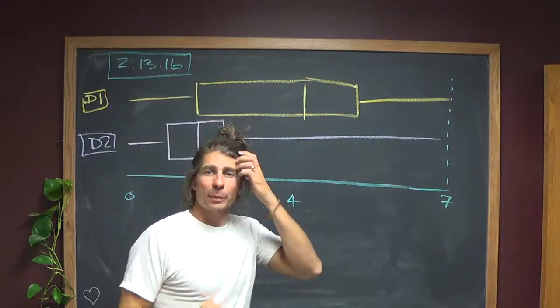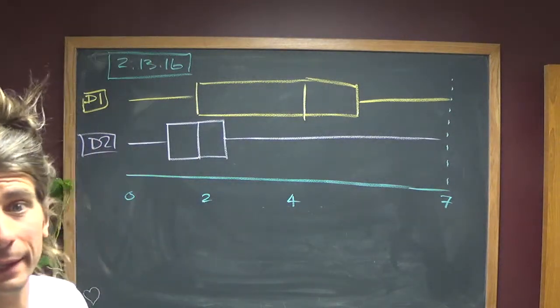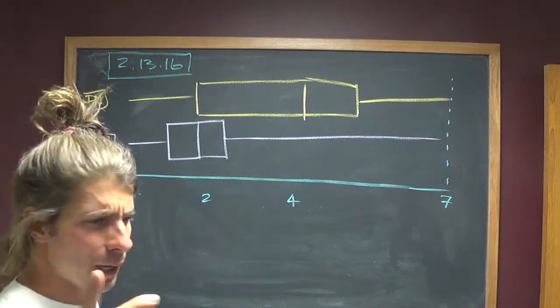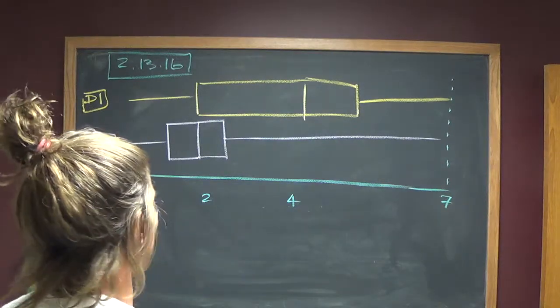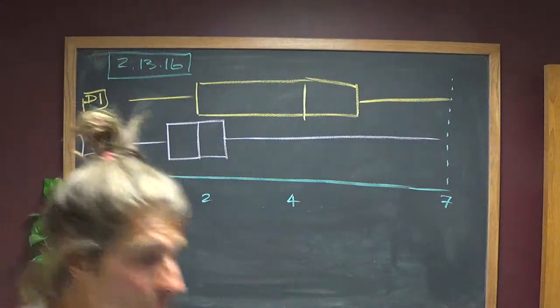Hey everybody, the purpose of this video is to walk you through question 2.13.16 in the Collaborative Statistics textbook. This one has two data sets represented by box plots. As part B, actually, you've already looked at part A in a previous homework.